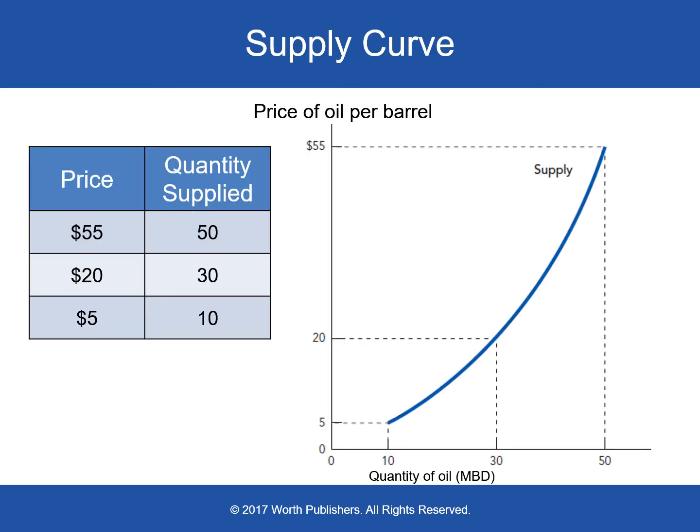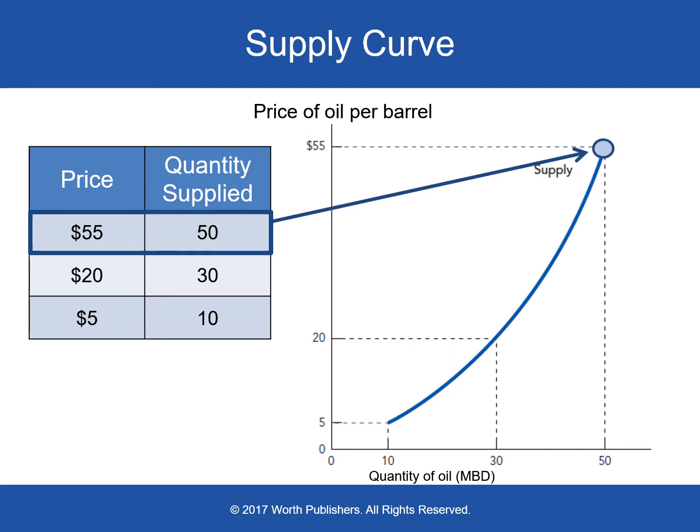So let's talk about the supply curve. And the producers of oil have the opposite incentives from the buyers of oil. Producers of oil like high prices. So if the price of oil is $55 a barrel, then that makes oil profitable for even the high cost producers of oil. At $55 a barrel, it's possible to make a profit even if you're drilling in Alaska.